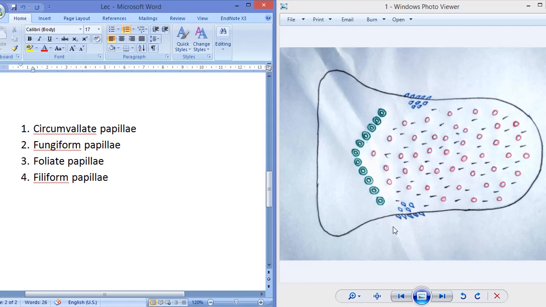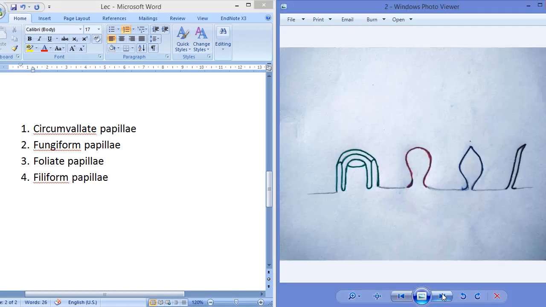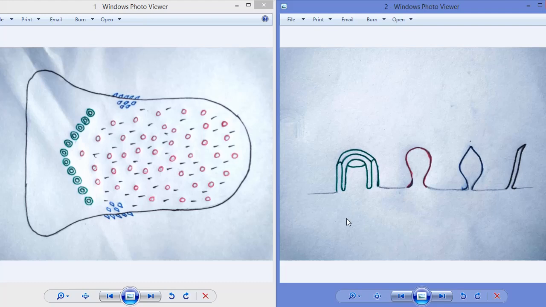Now going to the detail. In this diagram, we can see various types of papillae. Now we are going to compare the papillae which are present on the surface of the tongue. This is the circumvallate papilla, which is represented by green color, arranged in a V shape on the base of the tongue. This circumvallate papilla is represented in magnified form over here. The average number of circumvallate papillae is 12.